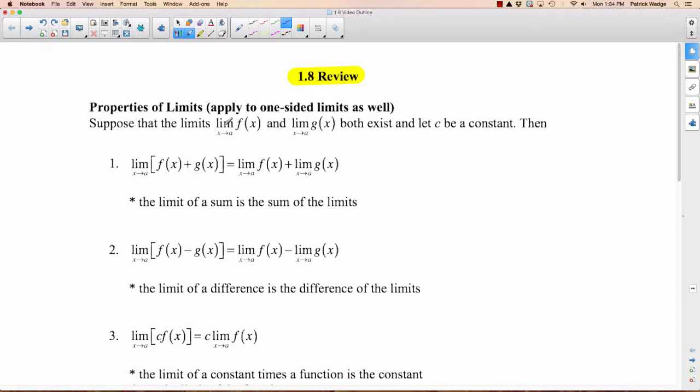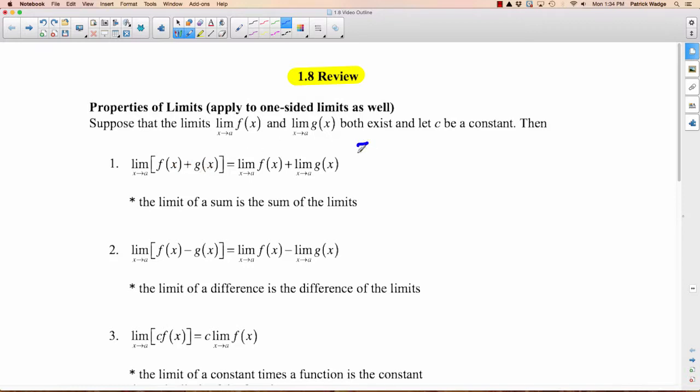Suppose that the limit of f of x as x approaches a and the limit of g of x as x approaches a both exist, so we don't have to worry about that. And we're also going to let c, anywhere where we see c show up here, be a constant. So then here's the first property, in no particular order. The limit of f of x plus g of x as x approaches a is equal to the limit of f of x as x approaches a plus the limit of g of x as x approaches a. So you can apply this limit statement individually to each one of these functions here.